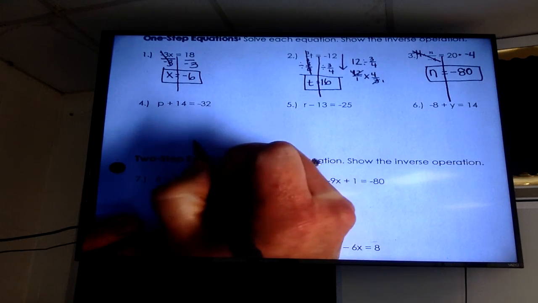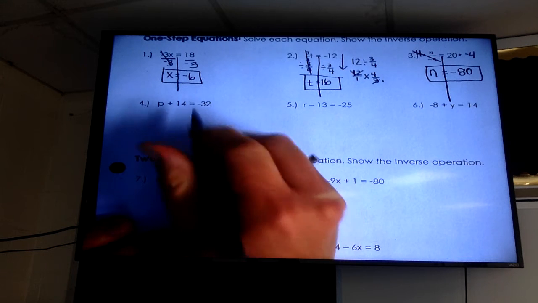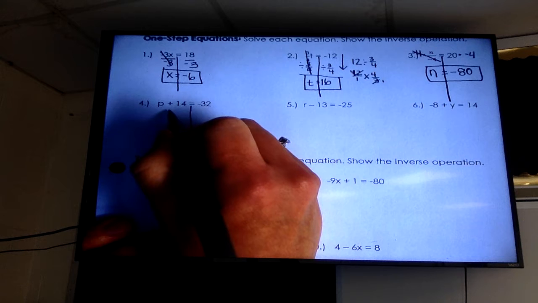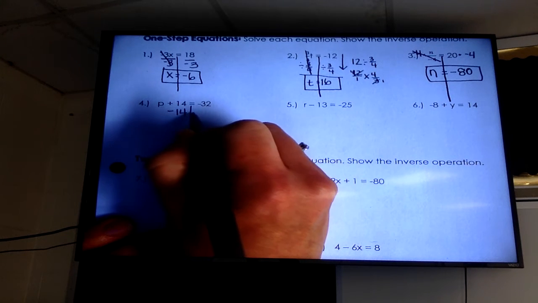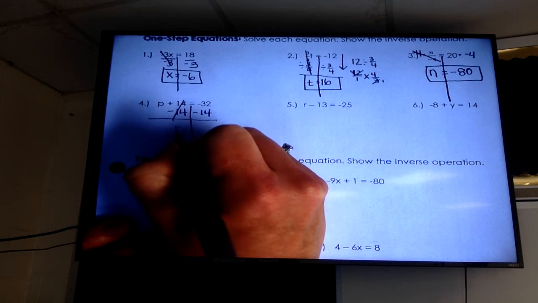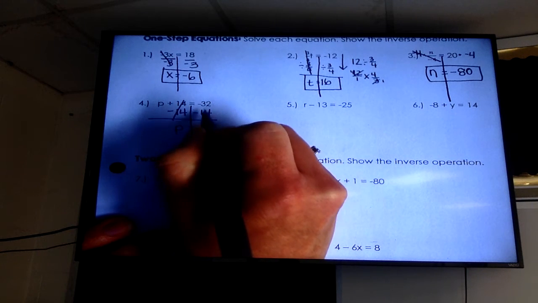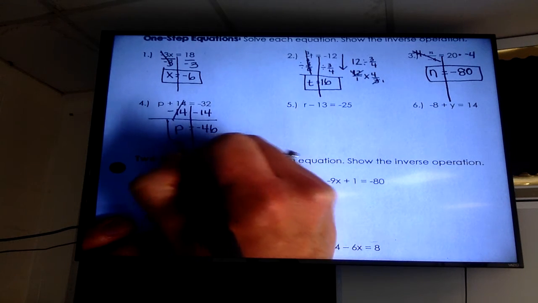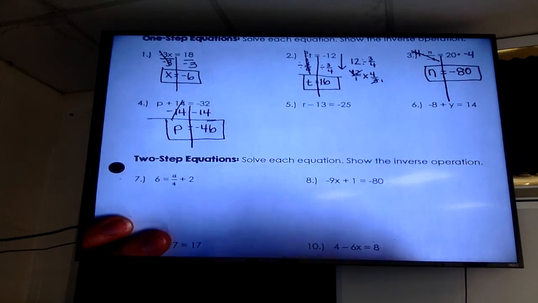P plus 14 equals negative 32. Drop my line. I see a positive 14, so I know I need to do a negative 14. So P equals, my signs are the same, so I'm going to add them and keep their signs. So P equals negative 46.